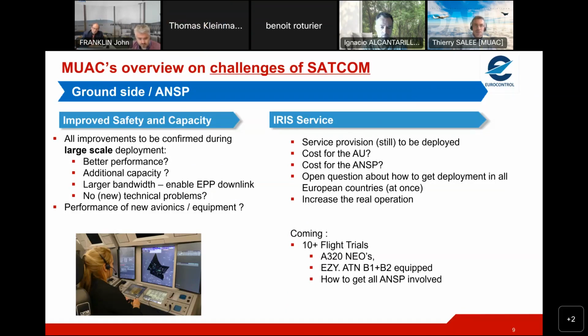And in terms of service, the service still needs to be deployed. We still have a few question marks about the cost, which is a big driver for the airline users for sure, and the NSP as well. And there is a political discussion as well to get the deployment in all of Europe. But the good news is that we will have 10 more flight trials coming on Airbus A320neos, mainly on EasyJet, which are ATN B1 and B2 equipped. And we want to get all NSPs involved in those flight trials.